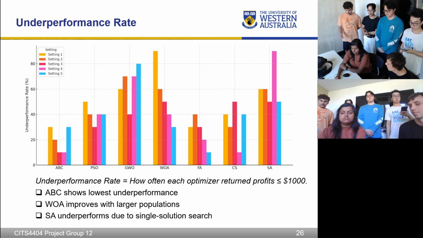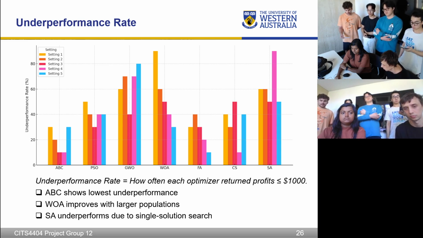The underperformance rate shows how often each optimizer returned profits that were less than the $1,000 starting amount. ABC shows the lowest underperformance, avoiding poor solutions even with limited populations. However, WOA improves with larger populations, and SA underperforms due to its slow, single solution search lacking exploration.